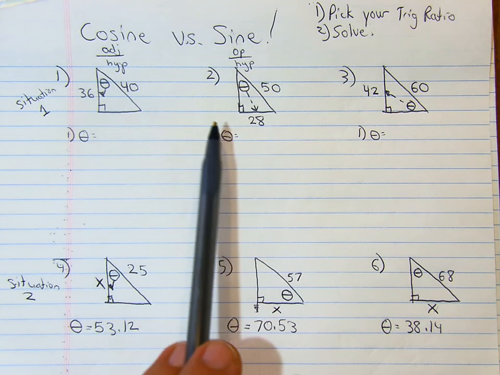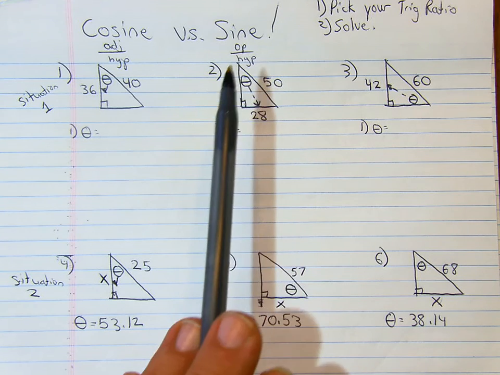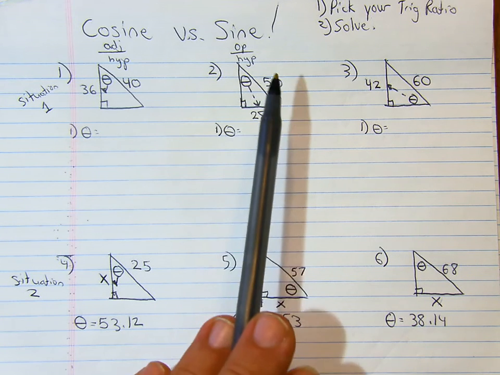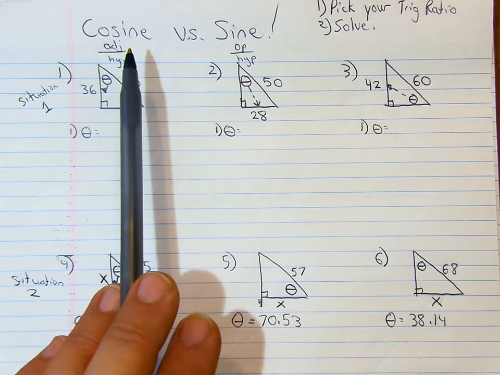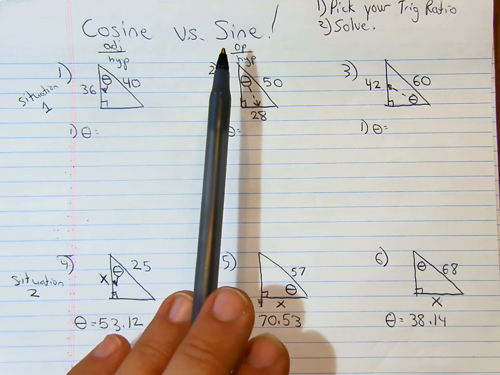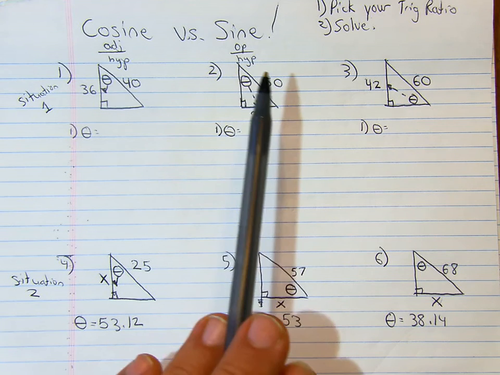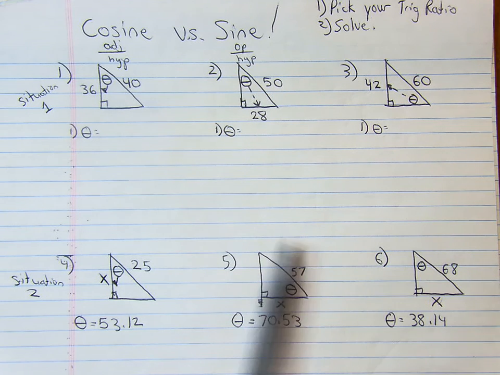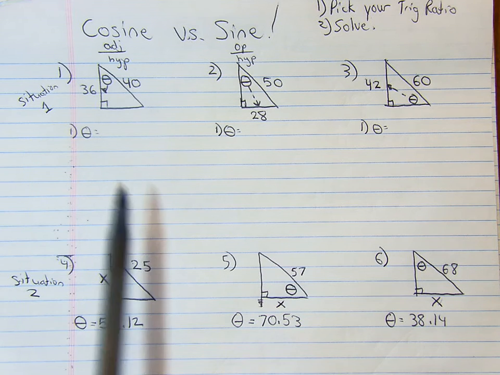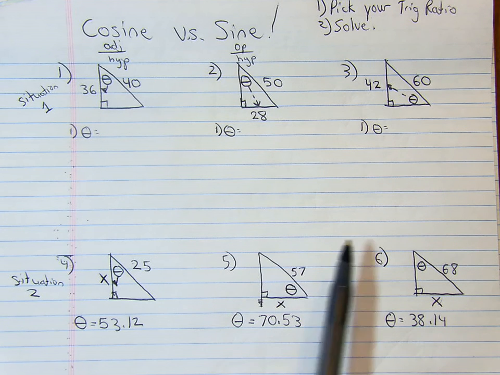You're going to do the same thing on number 2 here. You're going to say, okay, based on the situation that I'm given, am I given an adjacent and hypotenuse or an opposite and hypotenuse? And then what bit of information am I looking for? And there might be a subtle hint over here, but those are what you're going to be looking at on these ones.